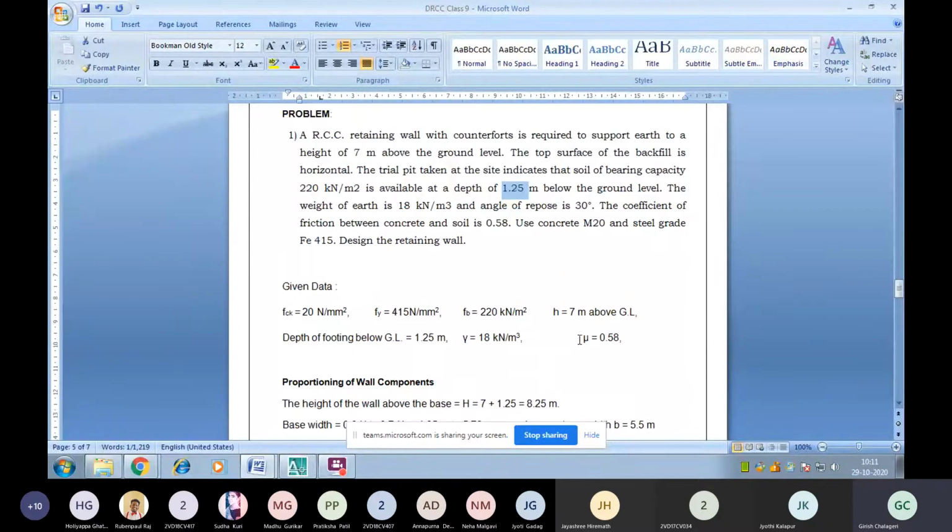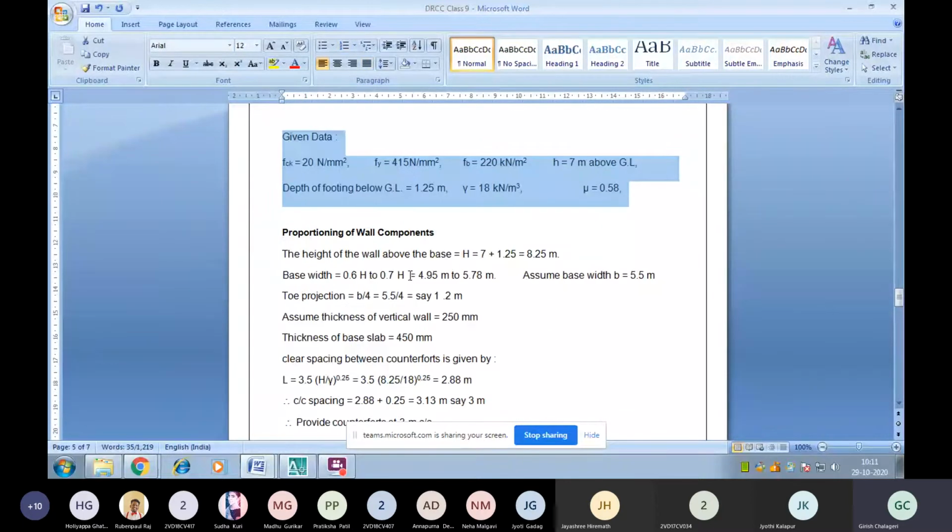Then the mu, that is friction between the soil and the concrete, is 0.58. While phi value is given as 30 degrees, that indicates the internal friction of the soil, used to find the active earth pressure. So this is the given data, guys, that we have got. Next, we need to find the components of the retaining wall. Yes, total height H we got, 7 plus 1.25, 8.25.